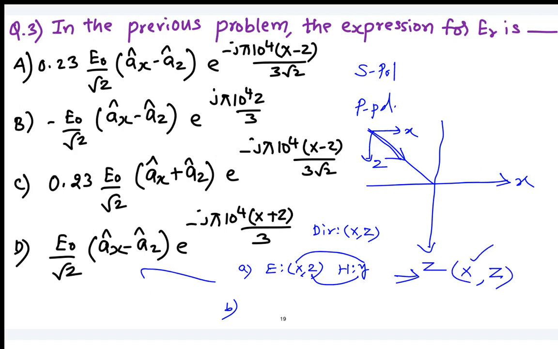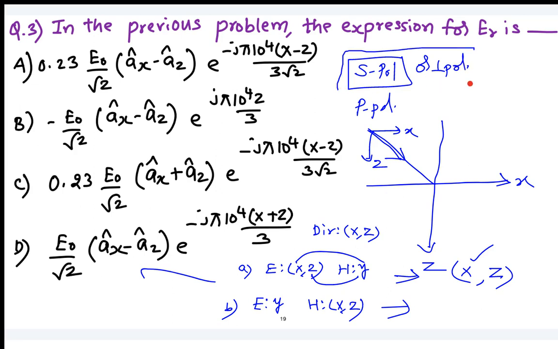Similarly, what is the possibility of the next one? Your electric field lies in the y direction and the magnetic field lies in the XZ plane. So this is your second possibility. Whatever I was talking about S polarized or perpendicular polarized, what do you mean by polarized? Polarization is always meant for electric fields. How the electric field is oriented basically defines the type of polarization.